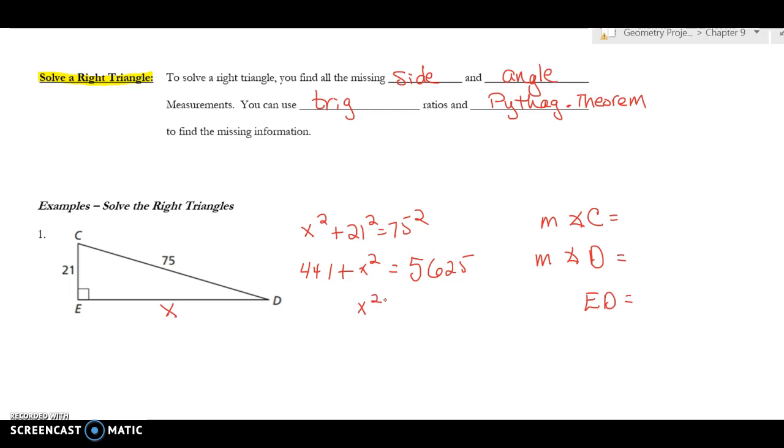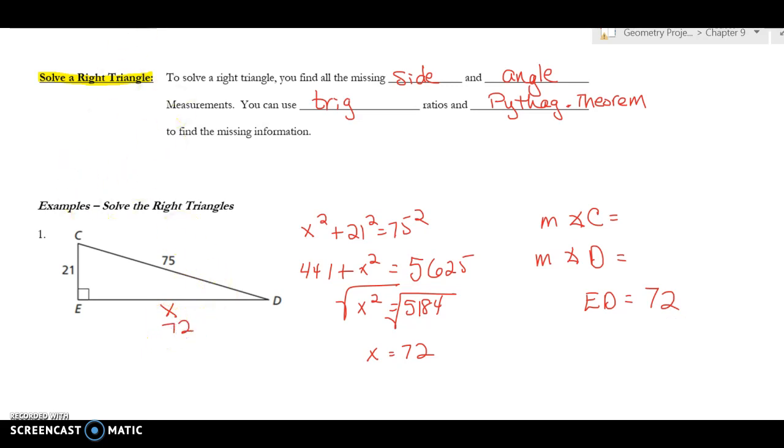So I subtract that on both sides, and I get 5184. Then I take the square root. Let's see if it turns out pretty. And it does. It's 72. So I know this side is 72.